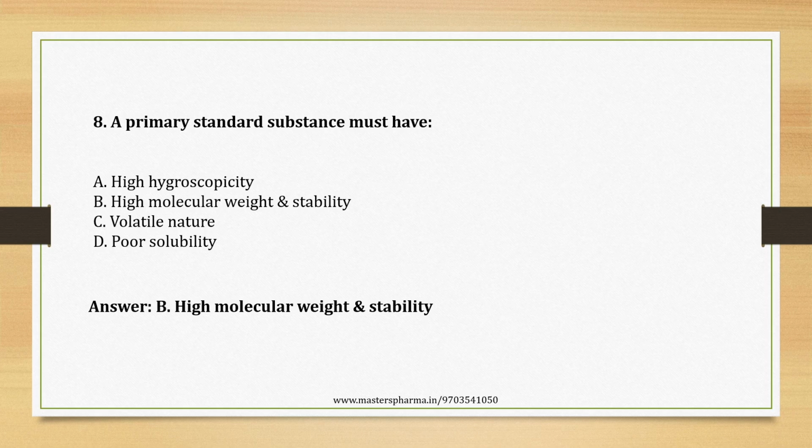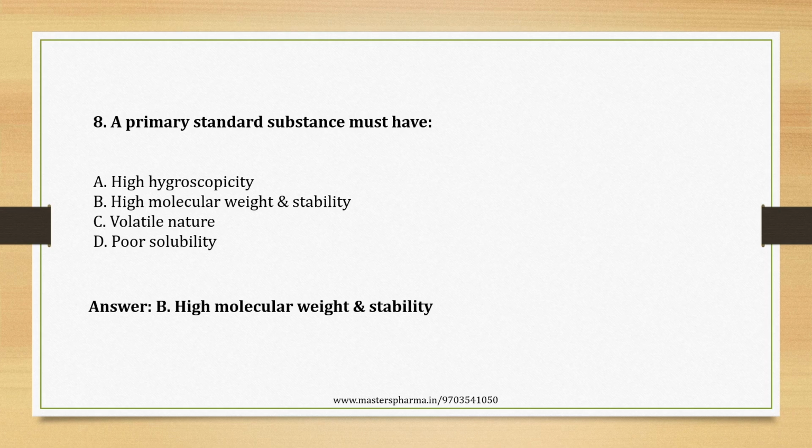A primary standard is a highly pure substance used to prepare standard solutions in titrations to ensure accuracy. It must meet specific criteria. In option B, a primary standard must have high molecular weight to minimize weighing errors, high purity and chemical stability so it does not degrade over time, and be non-hygroscopic and non-volatile. Examples are anhydrous sodium carbonate and silver nitrate.